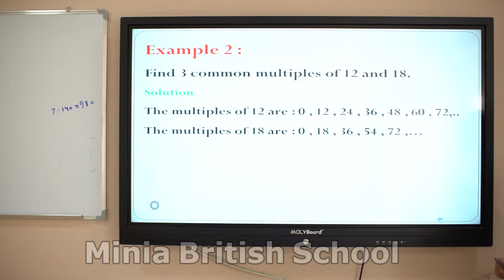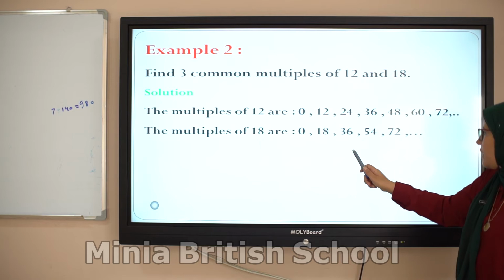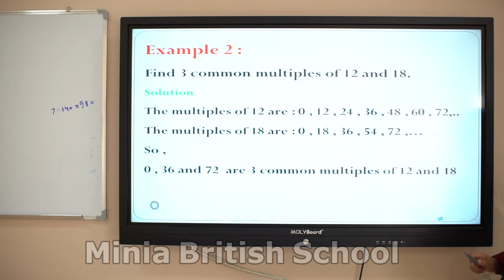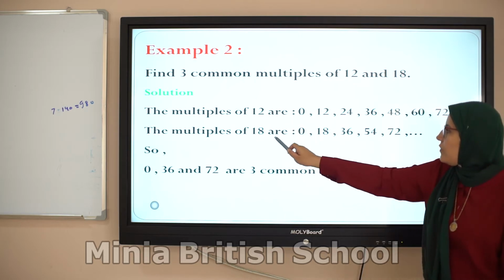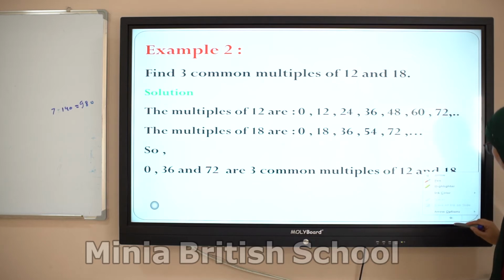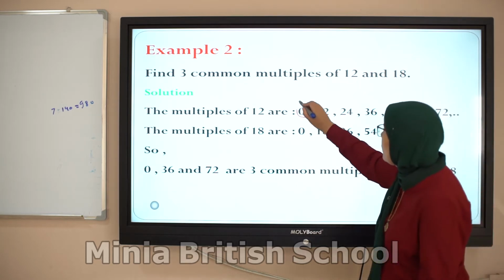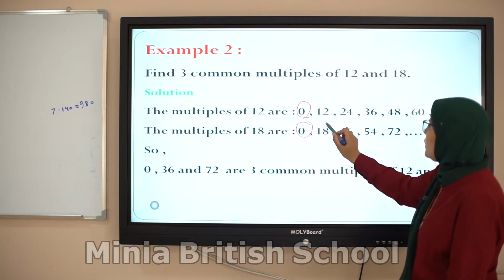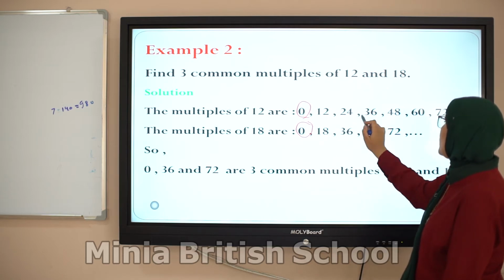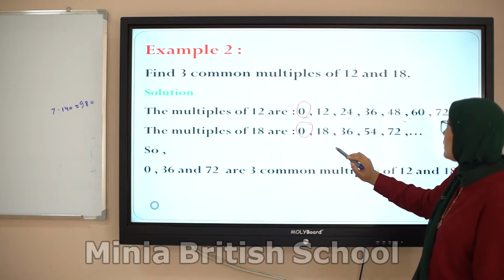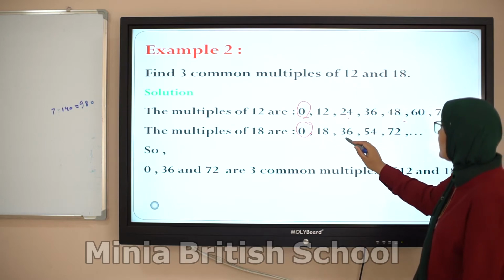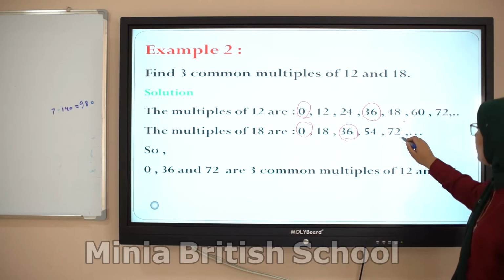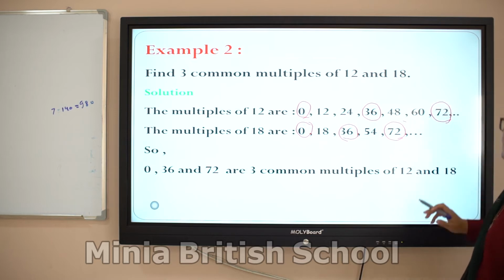Then the multiples of 18 will be 0, 18, 36, 54, 72, and so on. So the common multiples of 12 and 18 will be what? Let's see what is repeated. Here 0 and here 0, so 0 is repeated in both of them. What about 12? There is no 12 here. What about 18? There is no 18 here. What about 24? There is no 24 here. What about 36? Actually, 36 here and 36 here. What else is repeated? If you look, you will find here we have 72 and here we have 72.